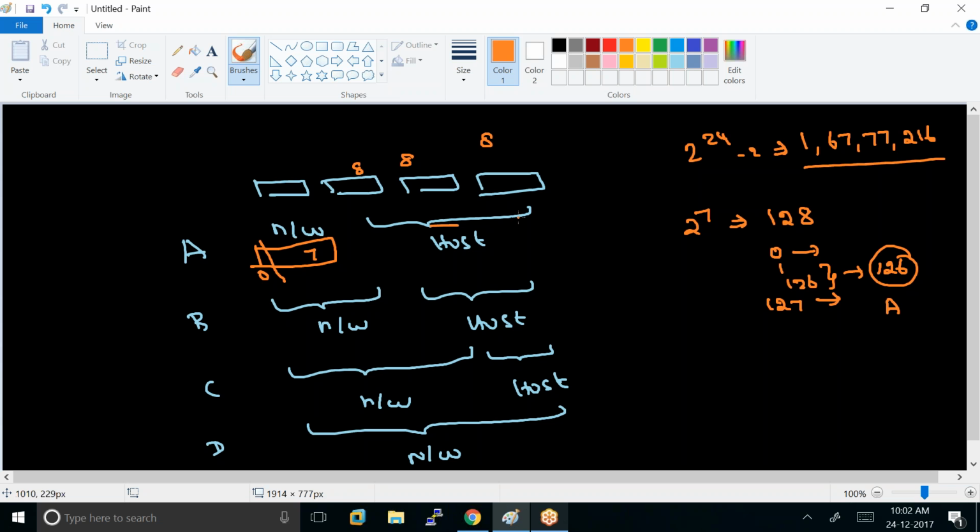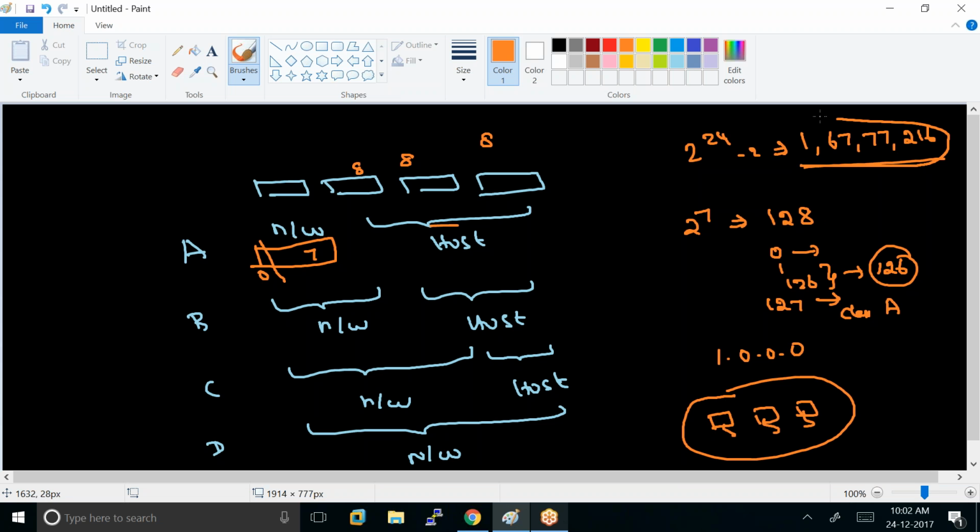So throughout the world, we have 126 class A networks. For example, 1.0.0.2 is a class A network. So in this network, how many computers can you have? In a single network address, we can have this many computers. Roughly 1 crore 68 lakhs of computers are possible. Okay, just please make a note of this.